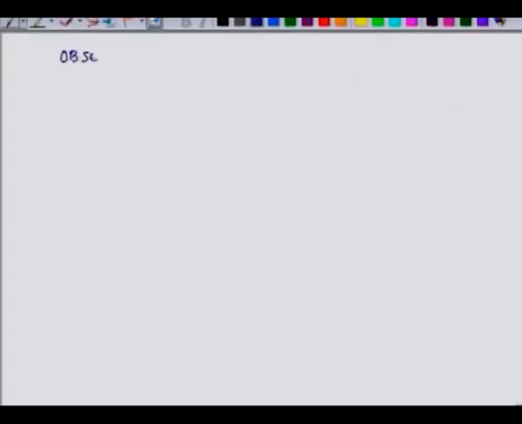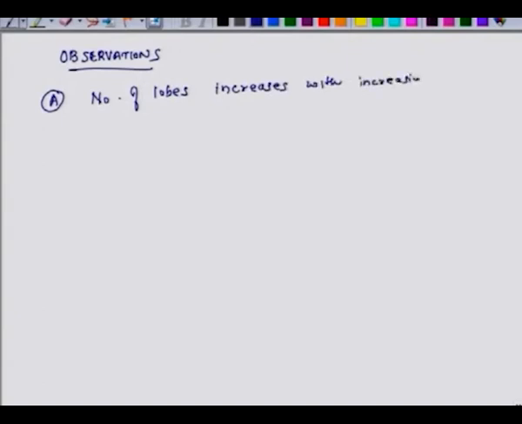So, now we go back and we can make some observations. Some of the observations which we can make after seeing all these directivity pattern graphs are: A, the number of lobes increases with increasing d over lambda.